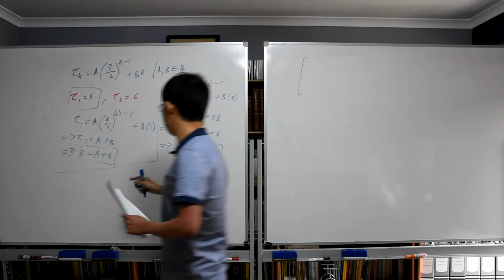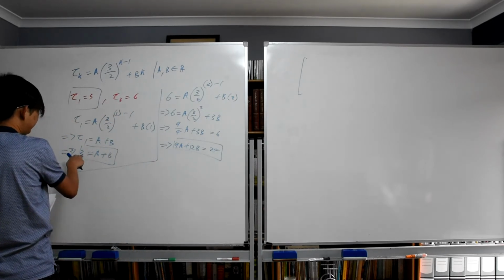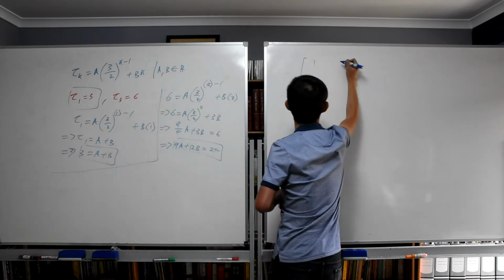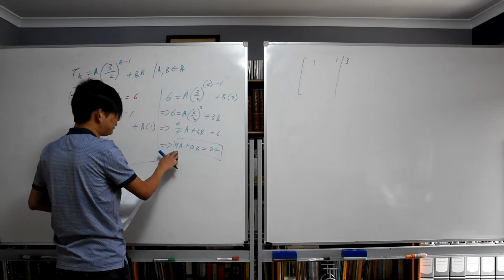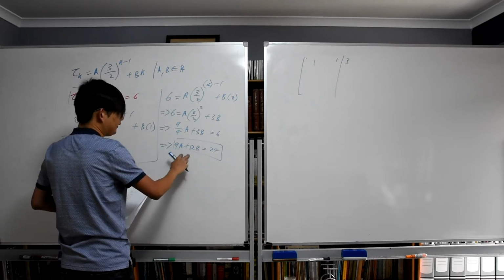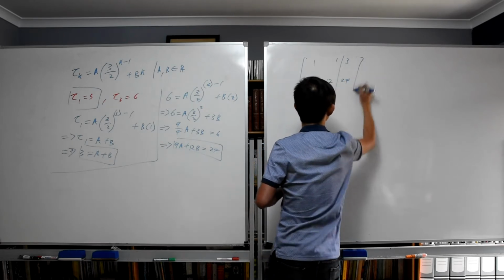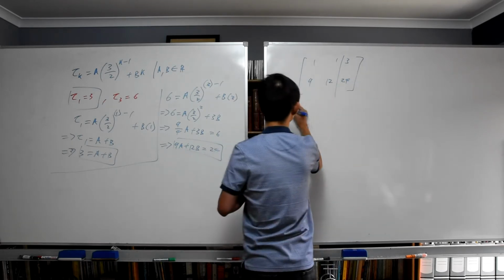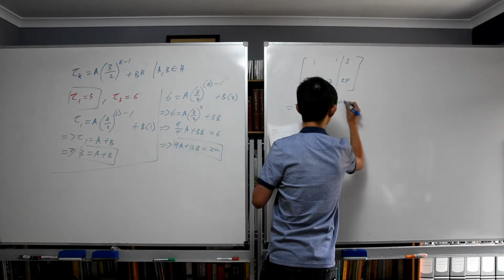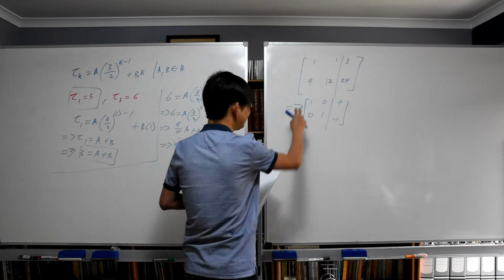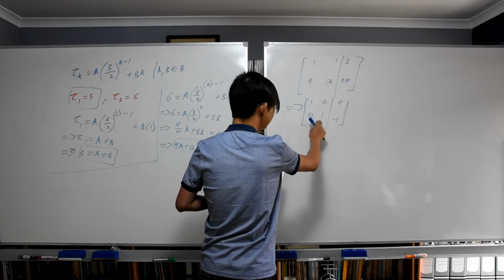In our first equation, we have the coefficient of a is 1, the coefficient of b is 1, and all of that is equal to 3. In our second equation, our coefficient of a is 1, our coefficient of b is 12, all of that equals 24. Row reducing this, what we have here is that a is equal to 4, and b is equal to minus 1.